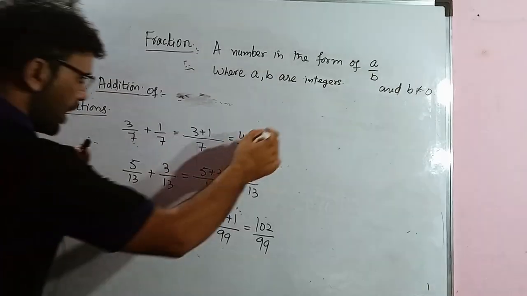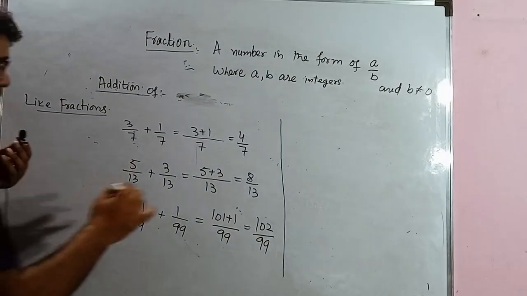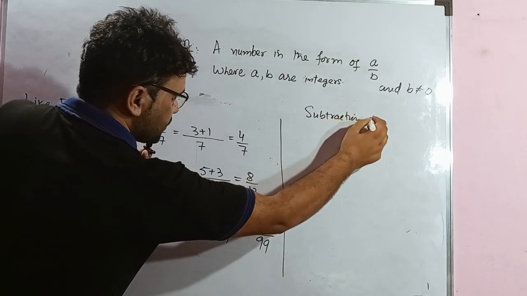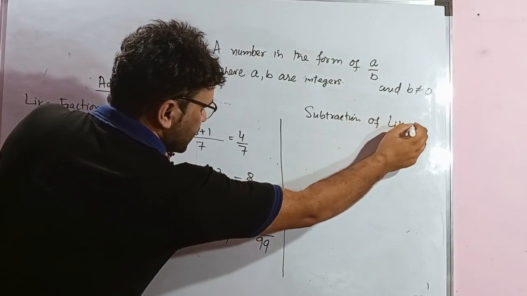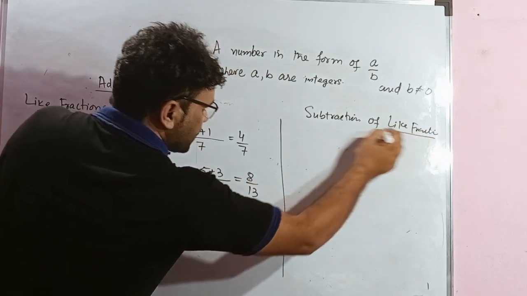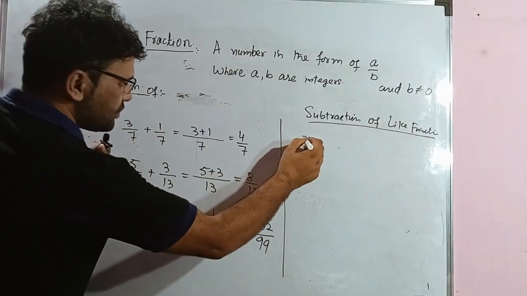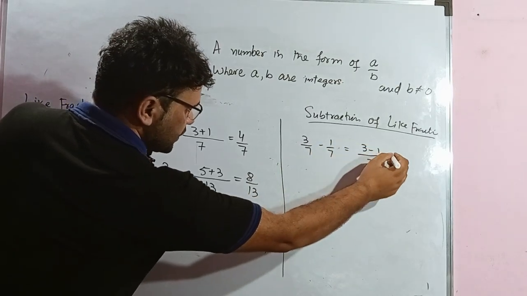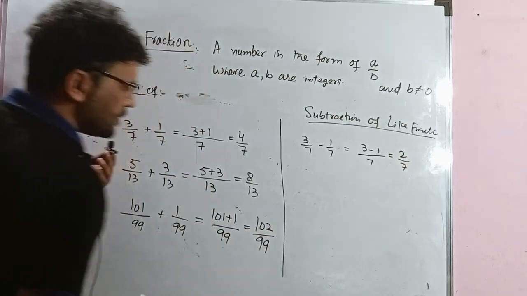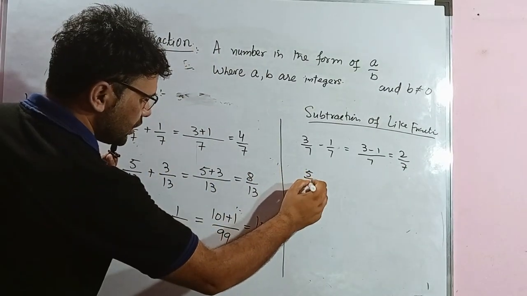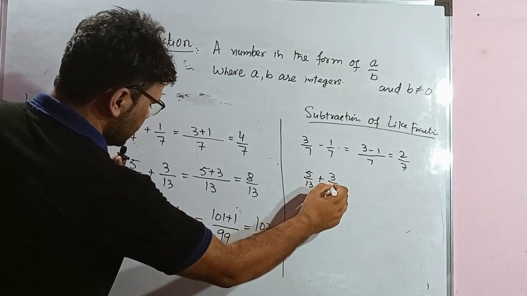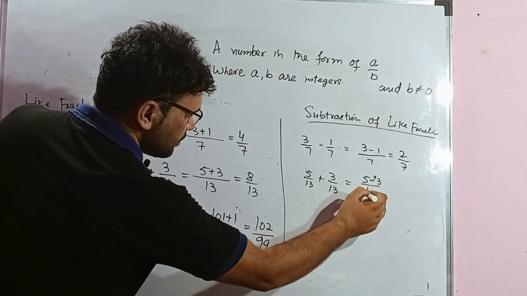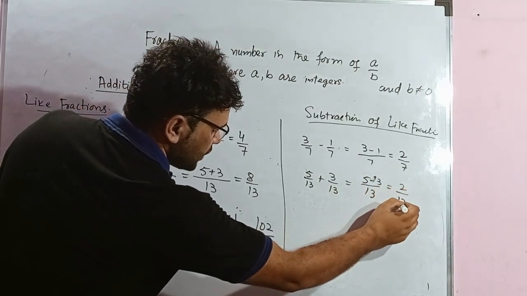And similarly, if we have the subtraction of like fractions, how do we do it? Same way. If I have 3 divided by 7 minus 1 divided by 7, I will write the 7, then 3 minus 1, it is 2 divided by 7. Answer. Here I have 5 divided by 13 minus 3 divided by 13, then it is 5 minus 3 divided by 13, that is 2 divided by 13.